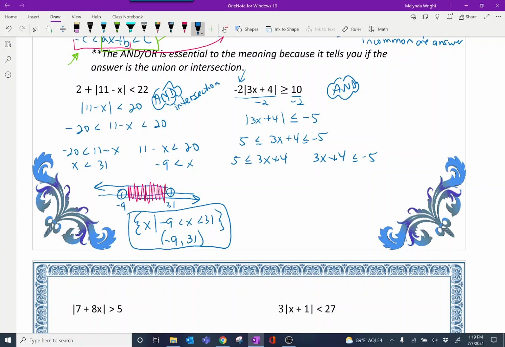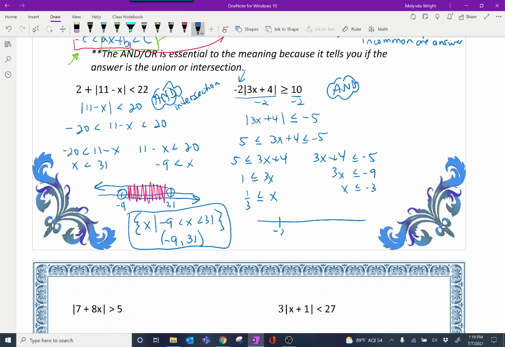All right, so let's solve these, each one. So I move the 4 over. I get 3x is greater than or equal to 1. Then x is greater than or equal to 1/3. Okay, working on this one, move the 4 over, x less than or equal to negative 9, x less than or equal to negative 3. All right, so let's graph it, see what happens.